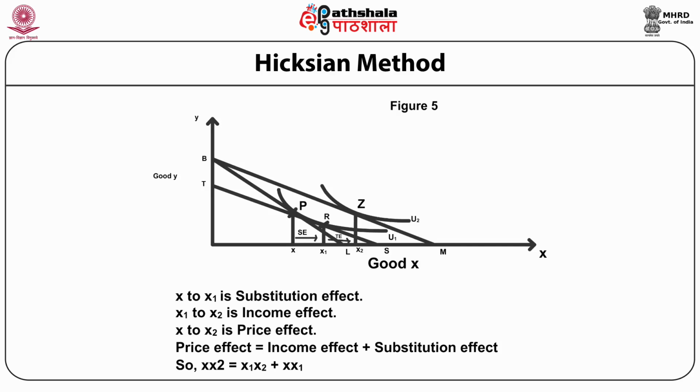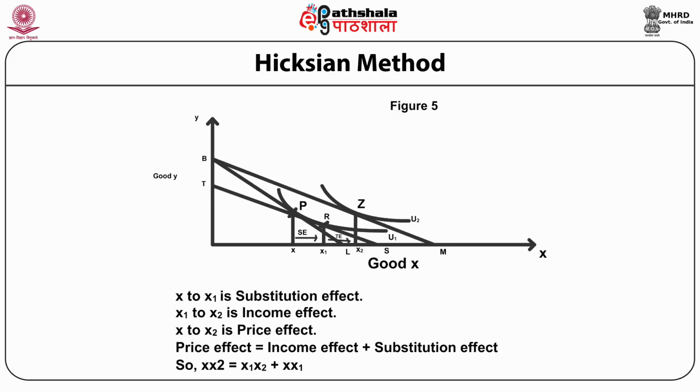Now what will happen is that the new equilibrium will be formed at a new point, that is point Z. At point Z, the consumer consumes OX2 of good X. Now the movement from point P to point Z is known as price effect, because here with the change in the price of good X, its demand has also changed. In this case, with a fall in the price of X, its demand has increased.